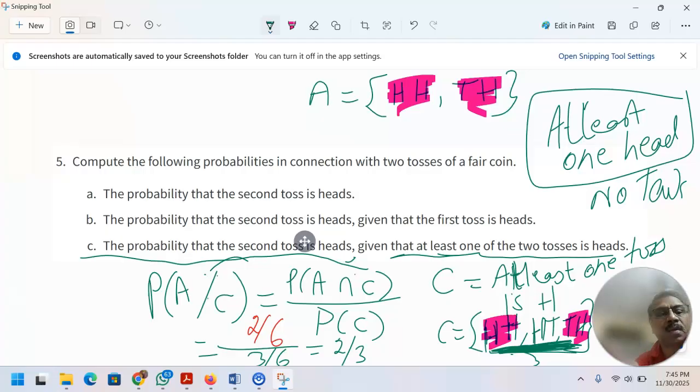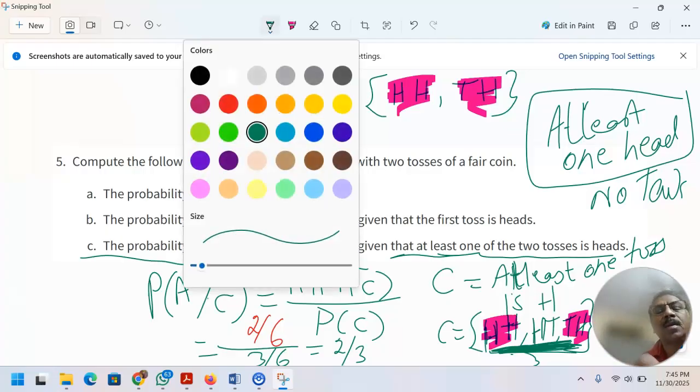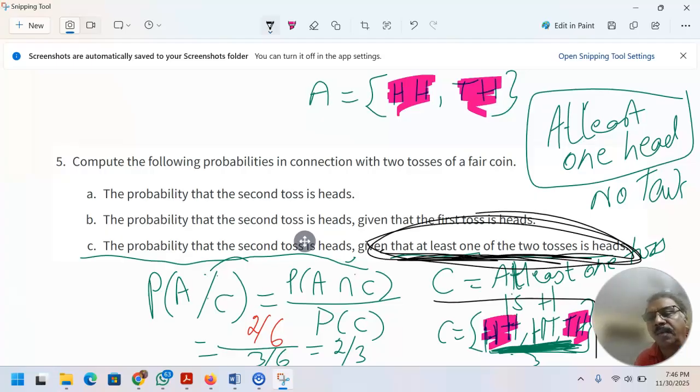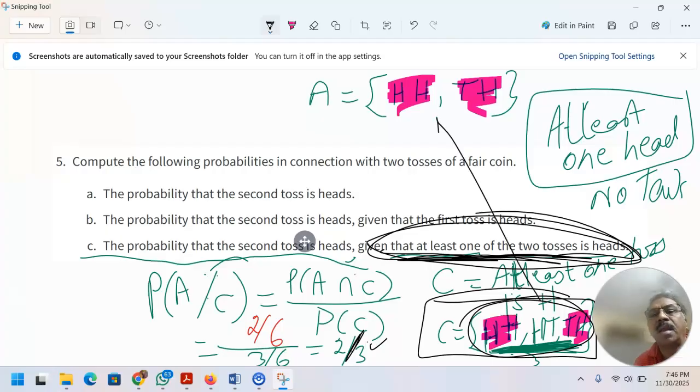Another way to show this is by using reduced sample space. That means, if at least one of the two tosses is here, basically there are three of them. So these are the three, and that's why this three comes at the bottom. And out of these three, how many are favoring A? You can see that HH and TH are outcomes that are a part of the C, and that's why there are two of them. So then you just put 2 out of 3 straight away using common sense. I hope so. This was question number 5.